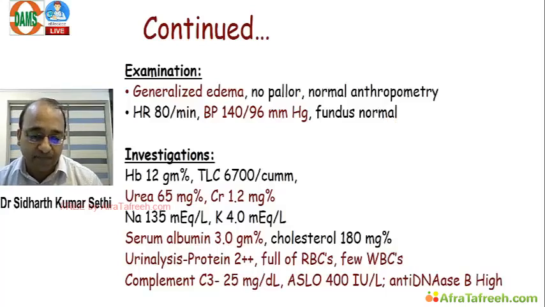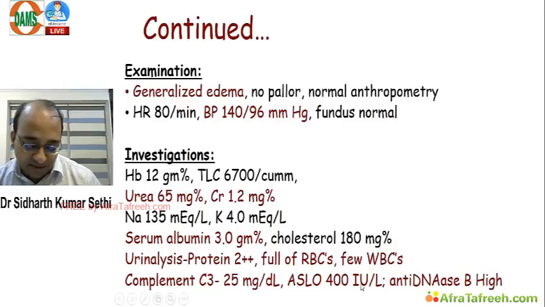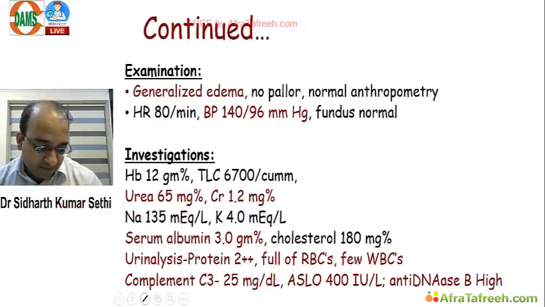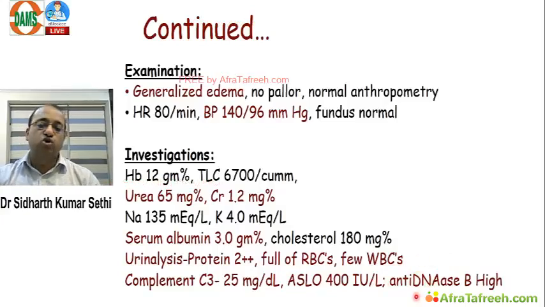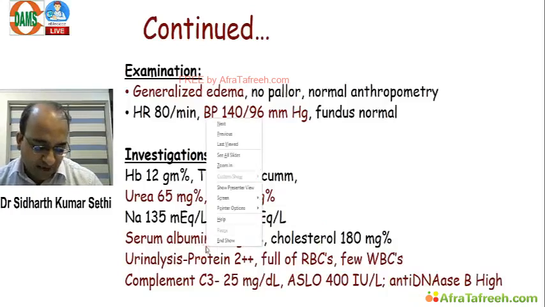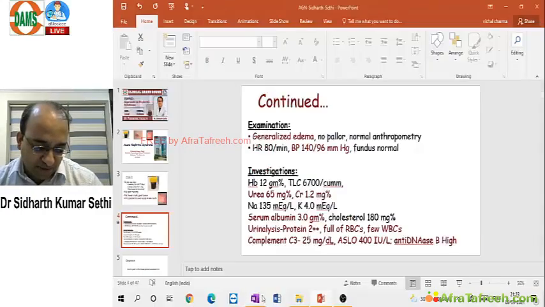Rising ASO titer is better. And Dr. Neeraj, I would like to highlight two things here. Number one, if someone has a history of sore throat, get ASO. If someone has a history of pyoderma, get anti-DNase B. Usually in sore throat, ASO is high. In pyoderma, anti-DNase B is high. So remember this.